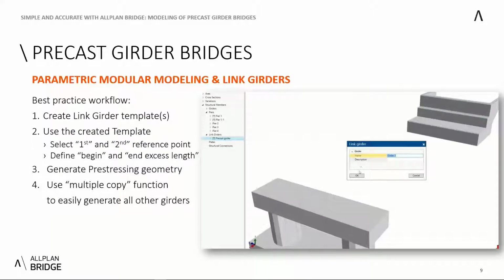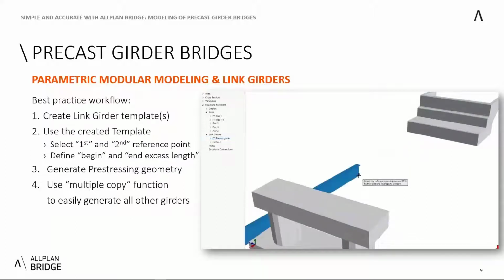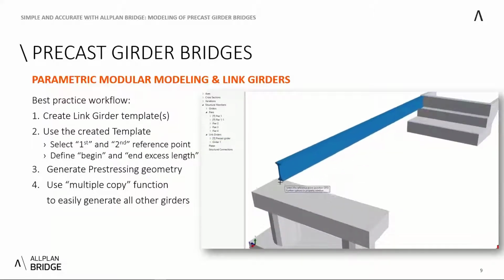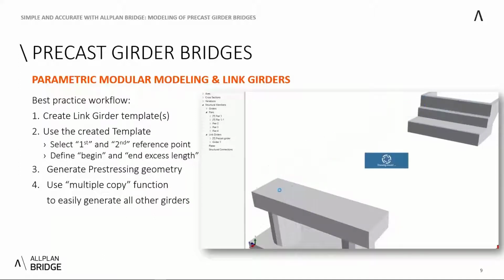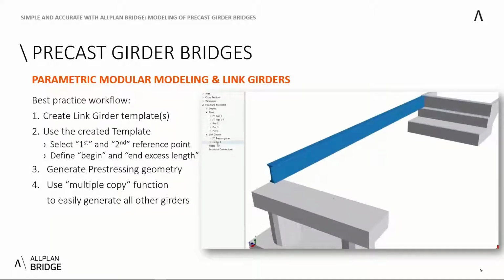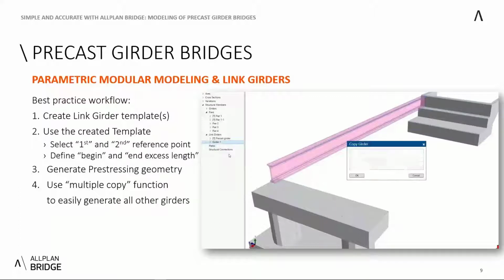In the next step, the template can be used and the link girder is positioned on the substructure by clicking the first and second reference point. Both are generated while modeling the substructure geometry. Once the points are selected, the begin and end axis length can be set directly in the modeling process or later in the property grid. Once the geometry is final, we can add all the details like tendon geometry using the standard approach.